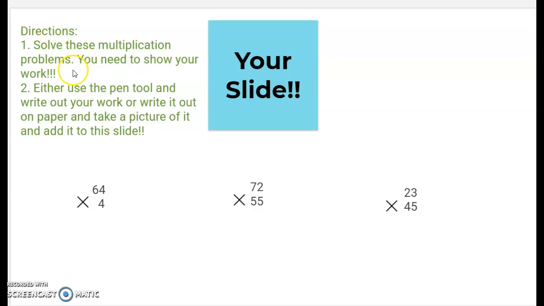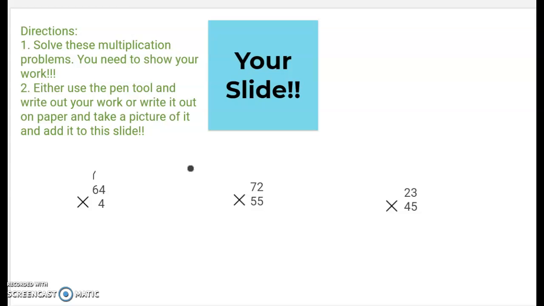Directions: solve these multiplication problems. You need to show your work. So you can't just put the number after it. You can do this in 2 ways. One, you could use the pen and use that to help you. So if I use the pen and I do 4 times 4, that's 16. I would use the pen to write and show my work.